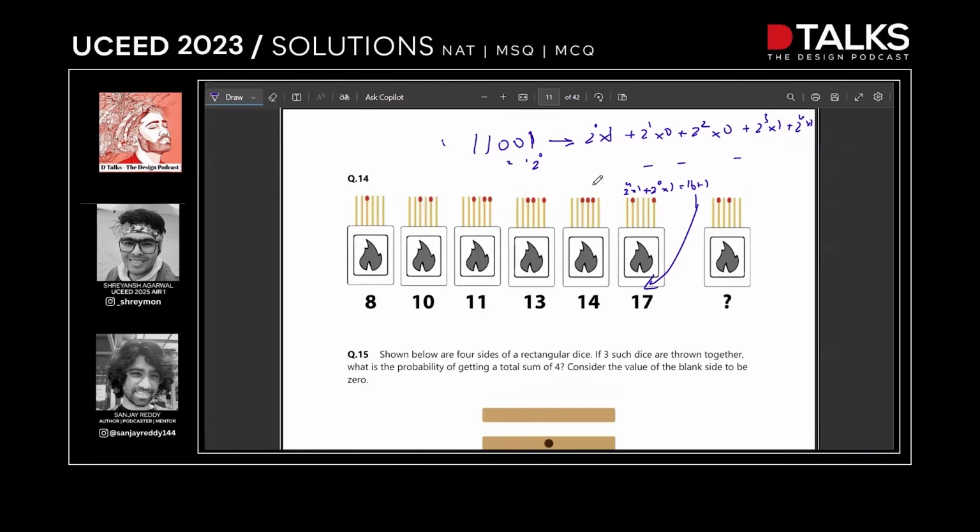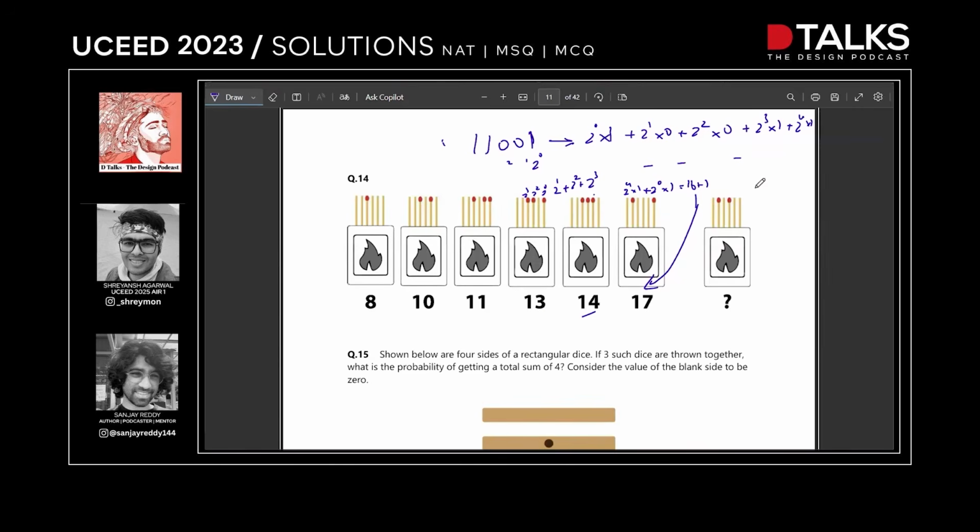Right? For this is 2 power 1 times 1, so that will be 2 power 1 only. Right? 2 power 2 times 1 and 2 power 3 times 1. That's 8 plus 4 plus 2, 14. Similarly, this is 2 power 0 plus 2 power 2 plus 2 power 3. You calculate it, it will give you 13. You can do the rest yourself.